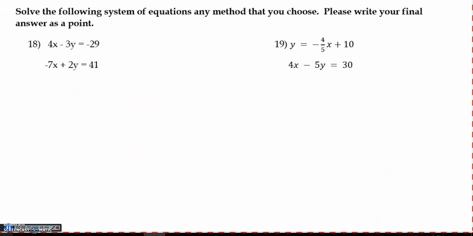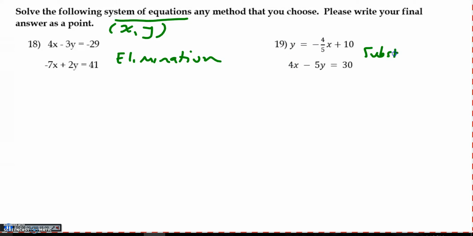18 and 19. Solve the following system of equations. Again, this is something I know will help you in geometry next year. We want to write our final answer as a point x comma y. So if I look at 18 and I want to solve this system, because they are both in standard form, I'm going to solve this one by elimination. And 19, because a variable is solved for already, I'm going to solve this by substitution.